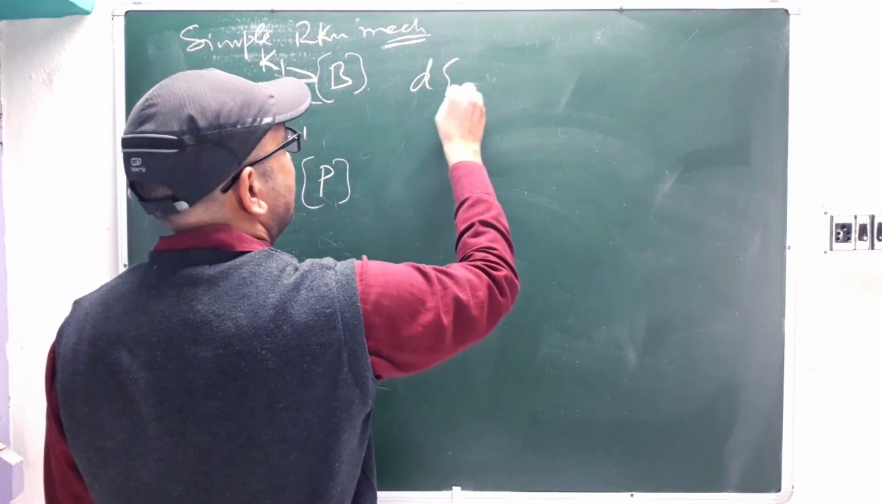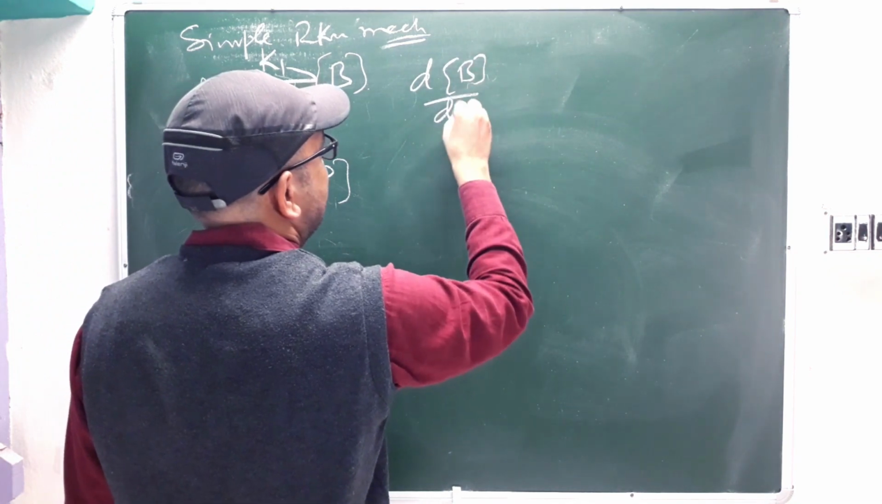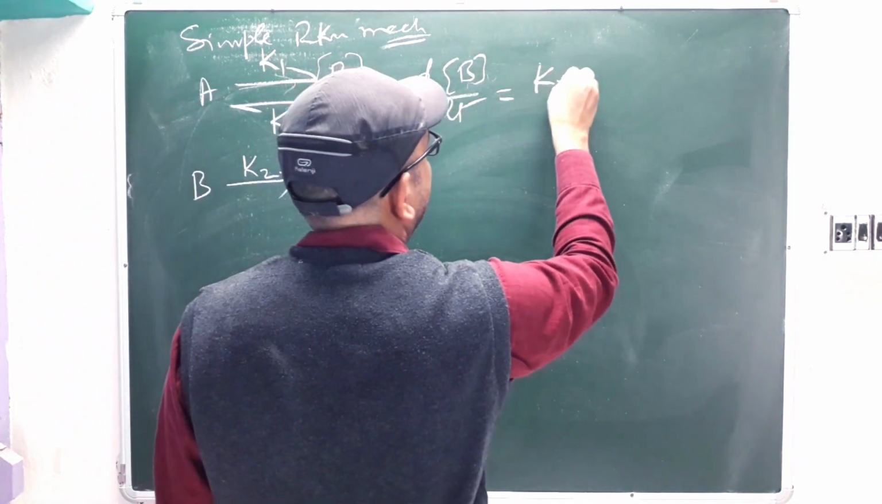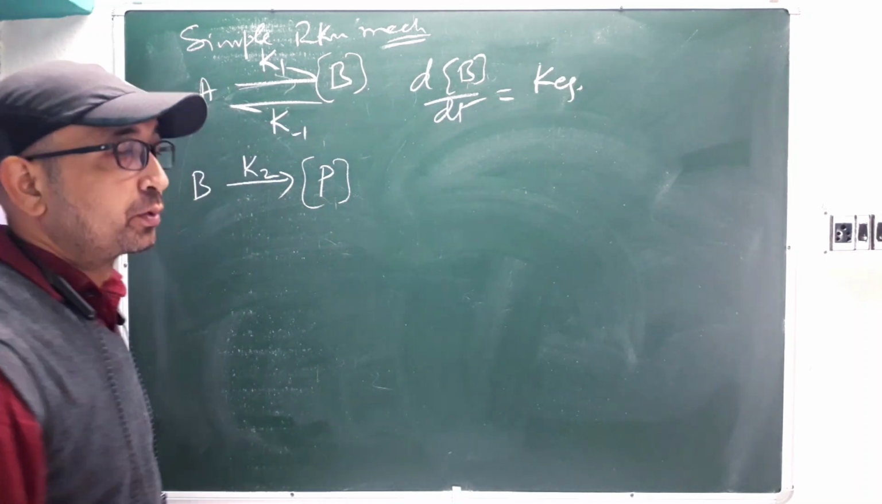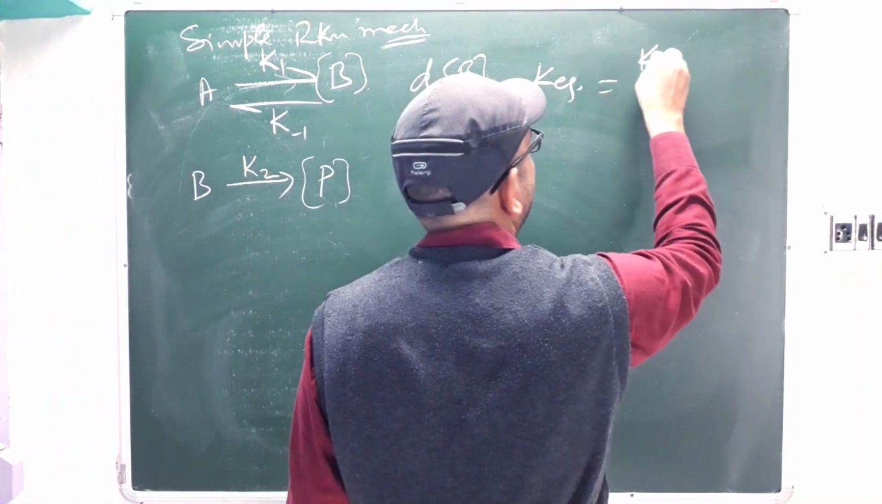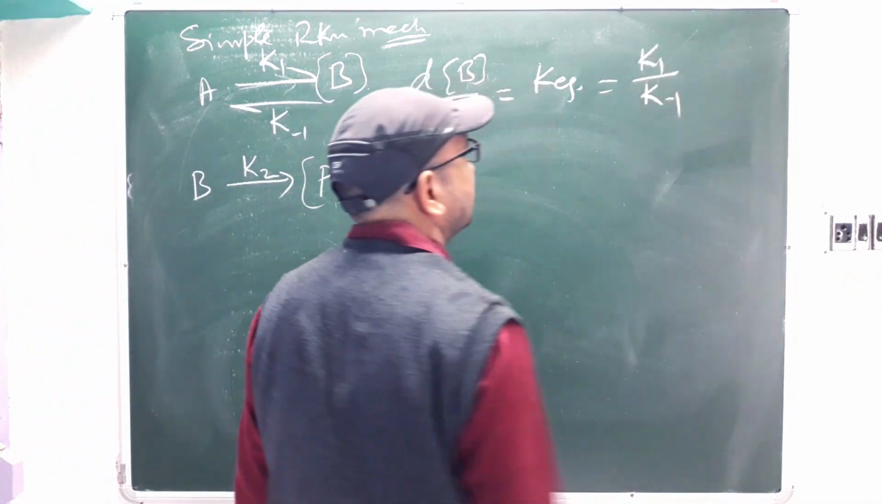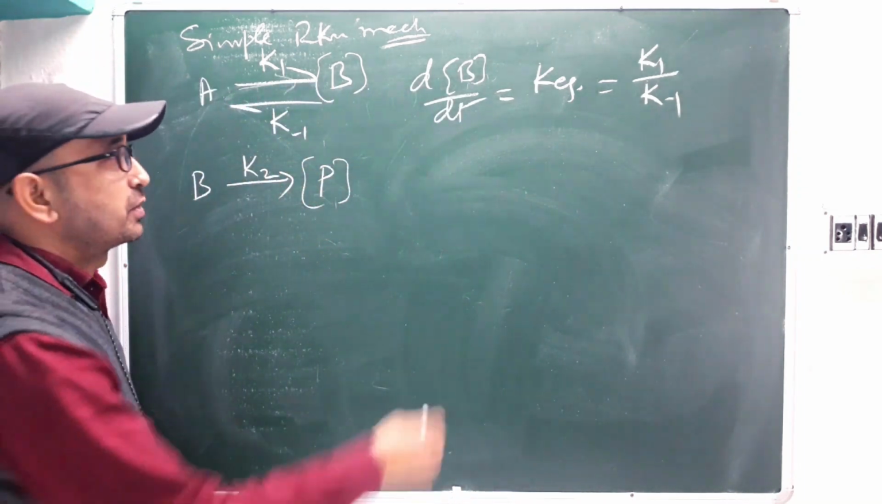Here dB/dt equals K equilibrium, we call it, right? What is K equilibrium? It will be K1 divided by K minus 1. This is the K equilibrium, correct? Based on that you will calculate it.